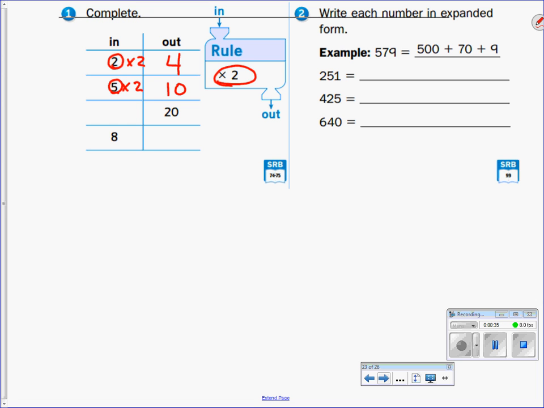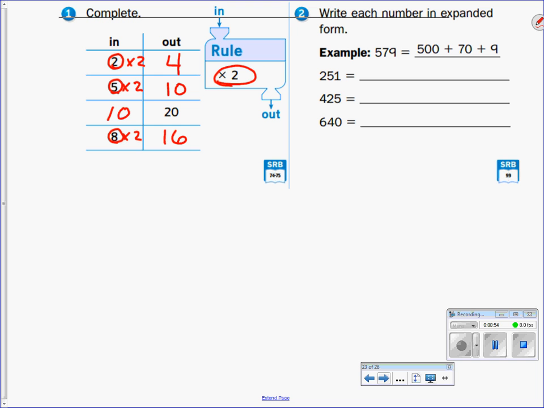So now when I'm multiplying by 2, I want to know, well, what number do I double to get to 20? Okay, that would be 10. So 10 times 2 would give me 20. And my last one, 8 times 2, and remember we just double that 8 to give me 16.